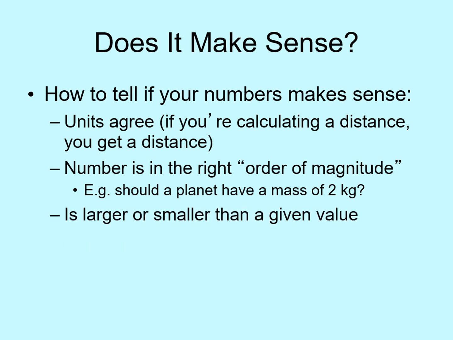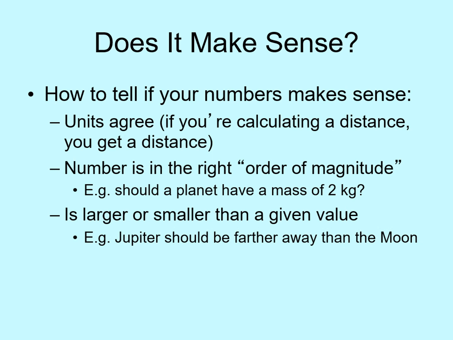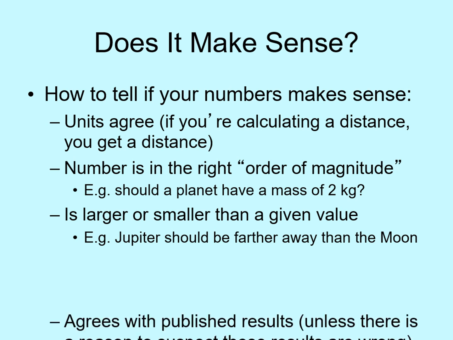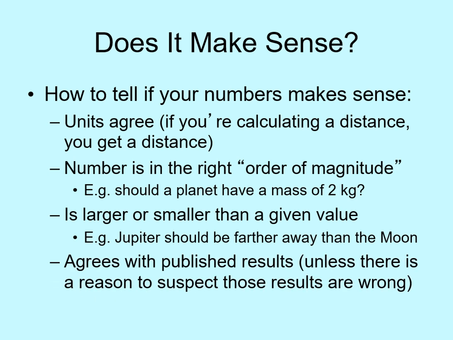Sometimes you may know that your answer has to be bigger than or smaller than some specific value. For instance, we know that Jupiter is farther away than the moon. In the first example, we calculated the distance to the moon. So in the second example, we'd better get a bigger distance. A lot bigger, in fact, or else something has gone wrong. Finally, you may be able to look up the answer in your textbook or some other published source. Of course, you have to make sure you trust that source.